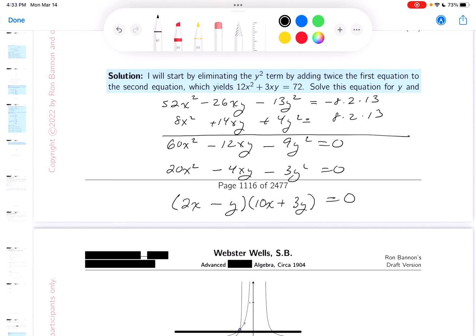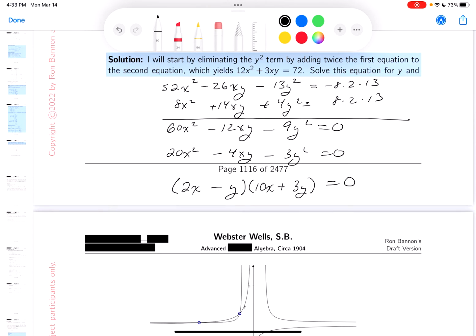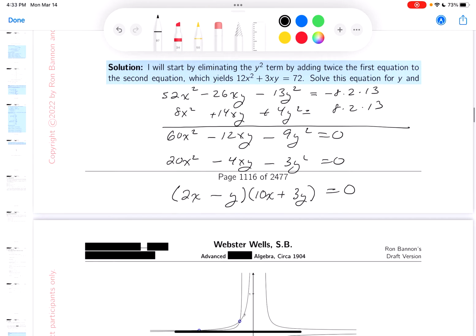What do you get? You get 2x times 10x, 20x squared. 6xy minus 10xy is minus 4xy. Yeah, it works beautifully. So what do I get over here? I get two answers. I get y equals 2x. And I also get, by the way, this is the first factor, y equals 2x, very simple. And let's see, 10x would equal minus 3y. So y equals minus 10x over 3.